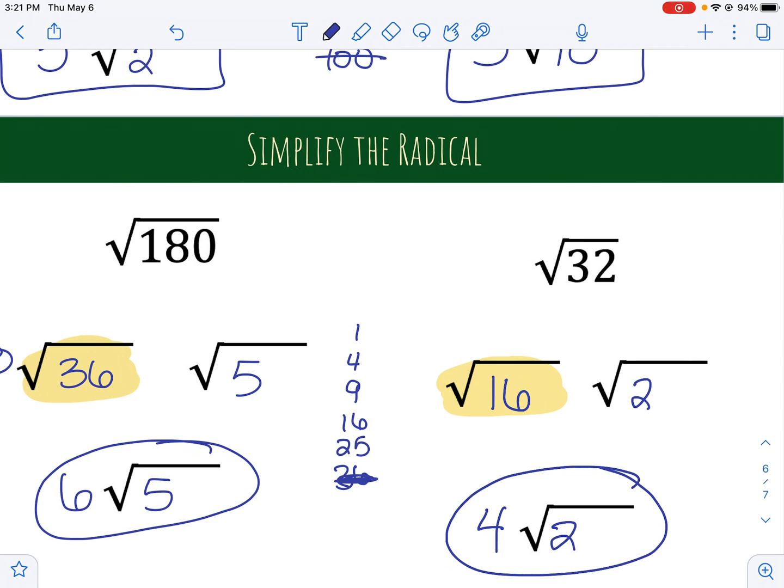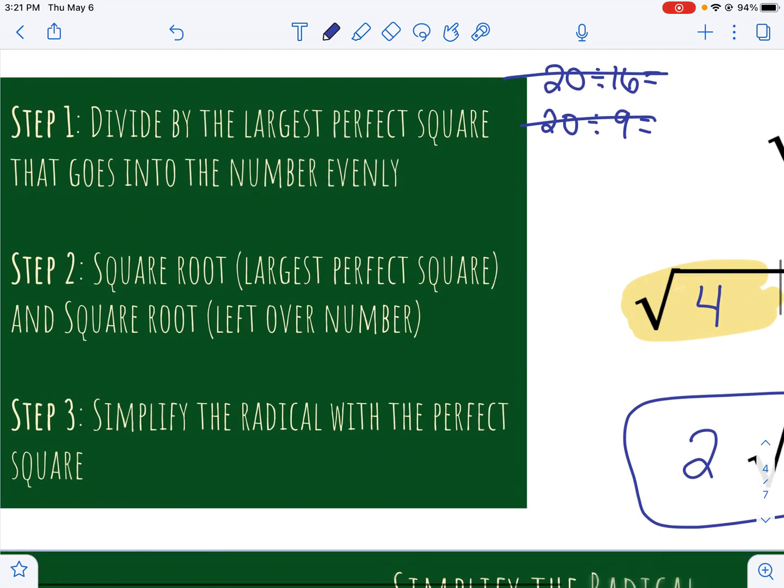Okay, so this is how we're going to simplify radicals. Make sure that we are starting from the bottom, or the biggest number, and working our way to the smallest number so we can find the biggest perfect square that goes into it. I'm going to put it back on the steps, so if you want to look at them, take a screenshot of them. There's the steps.